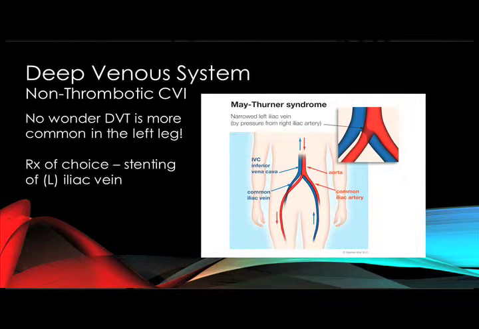So the reason is they have a congenital problem, or a common problem called May Turner syndrome. How many people have heard of this syndrome? This one, probably, because she worked with venous disease. This is the most common reason you get a blood clot. What happens is the right iliac artery overlies the left common iliac vein and compresses it. It's more common in females. And so the compressed vessel most of the time has created a little web inside.